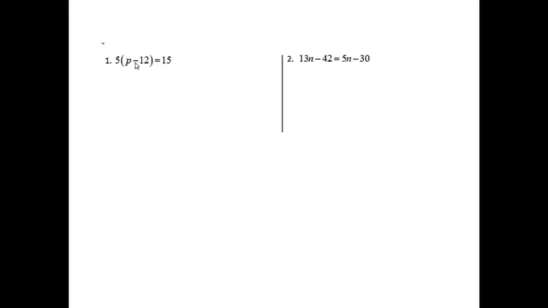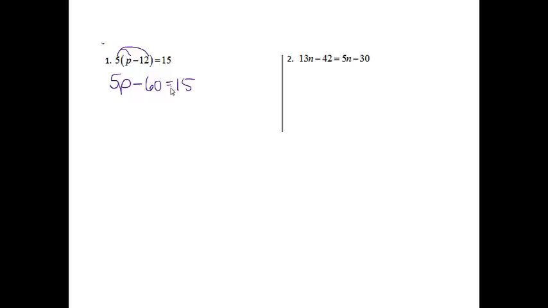5 times the quantity p minus 12 equals 15 for p. What we are going to do on this one is the first thing we want to do is distribute the 5 to both parts. So 5 times p would be 5p. Bring down that minus sign. 5 times 12 is 60, and then equals 15.